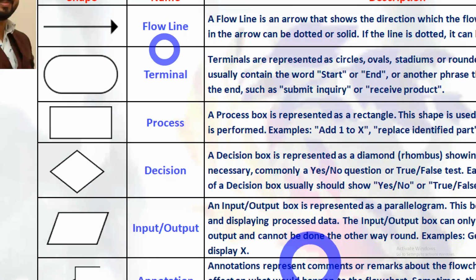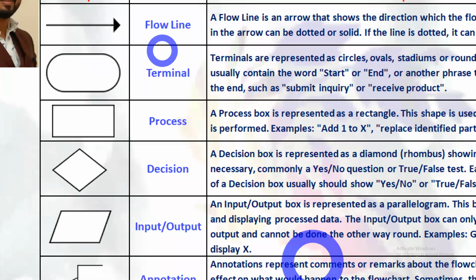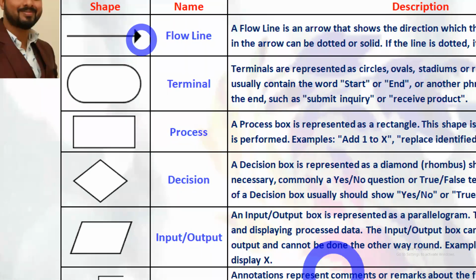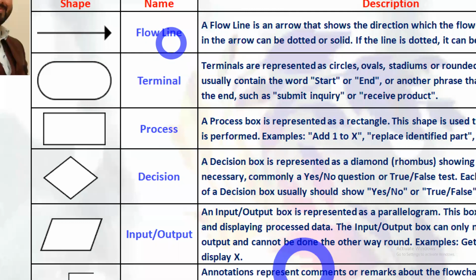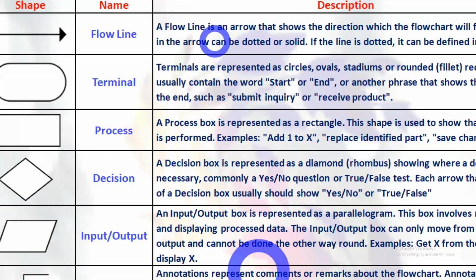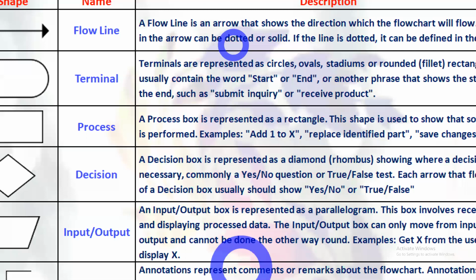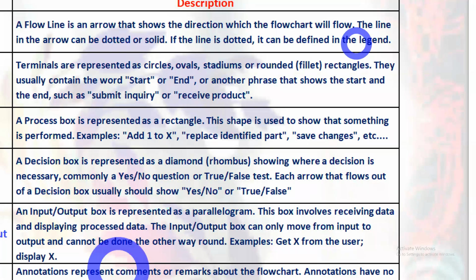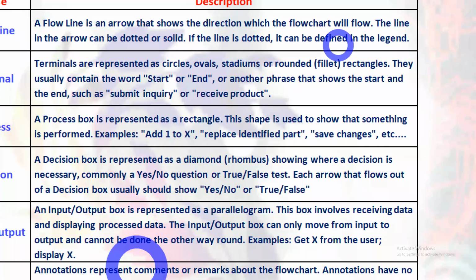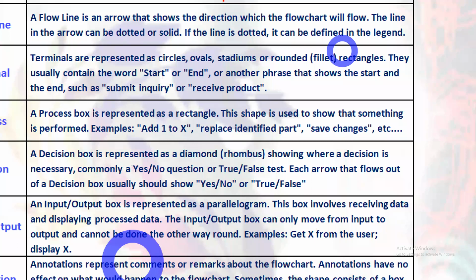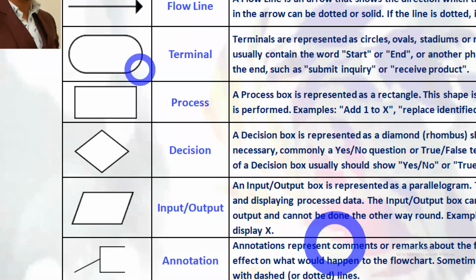We'll discuss one by one each diagram used in the flowchart. This diagram indicates the flow line. A flow line is an arrow that shows the direction in which the flowchart will flow. The line in the arrow can be dotted or solid. If the line is dotted, it can be defined in the legend. Second represents the terminal. Generally it represents the opening and closing, like start or begin or stop or end of the particular flowchart. Generally represented by what?